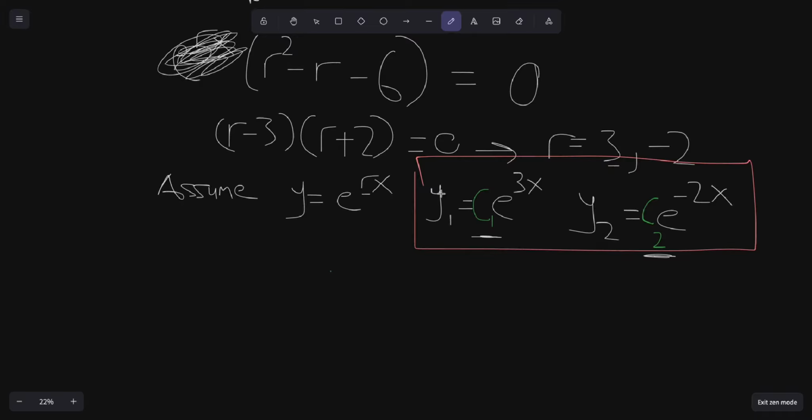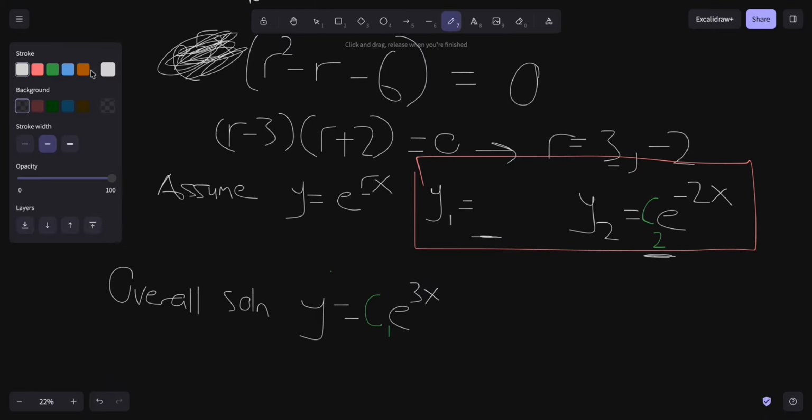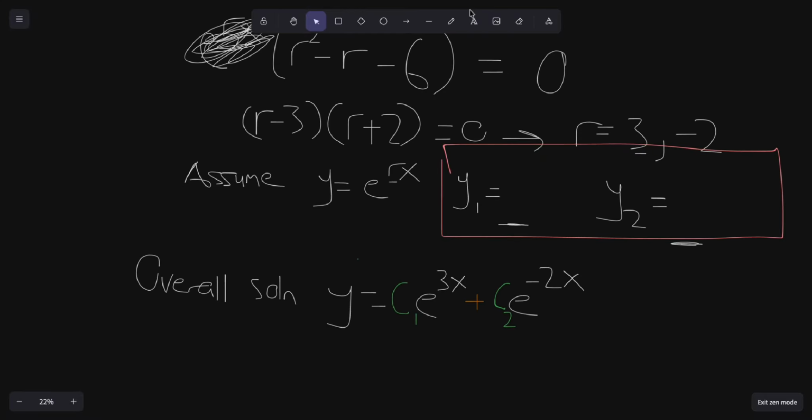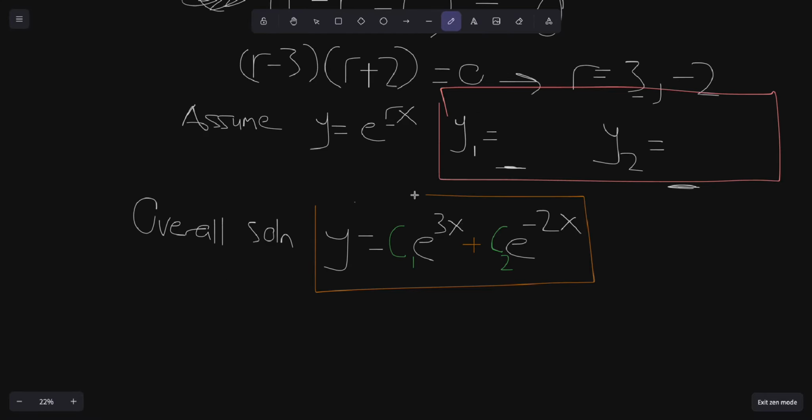Now, it turns out that we can actually combine this into one solution. And we can say that the overall solution, I'm just going to call it the overall solution, is actually going to be the sum of these two solutions. So my overall solution is going to be c1 times e to the 3x. So it's going to be c1 times e to the 3x. And it's just going to be plus c2 times e to the -2x. So to find an overall solution for these types of equations, when you get real solutions, like what we have here, the overall solution, you're just going to add it up, okay?